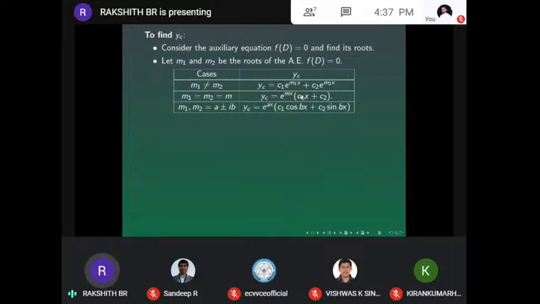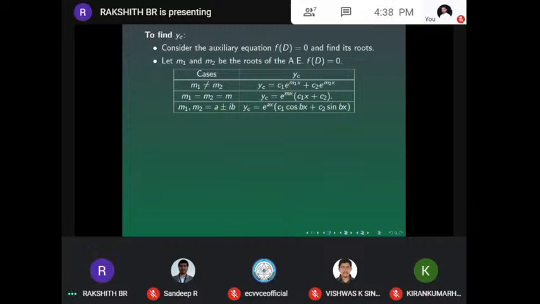So you need to remember this table. If m1 is the same as m2, equal to m, then yc is e^(mx)(c1 x + c2). And if the roots are complex, you know that complex roots always occur in conjugate pairs. That is, if the roots are of the form a ± ib, then yc is given by e^(ax)(c1 cos bx + c2 sin bx).